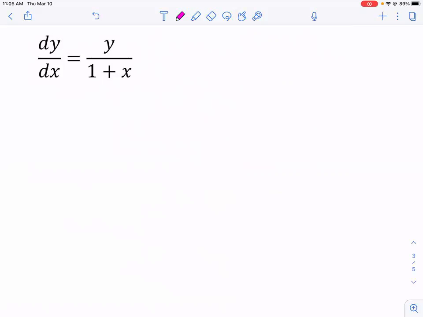Okay, will it work for us to cross multiply on this one? Ooh, no. Because the 1 plus x in the denominator needs to stay over here. So I can multiply the dx over, but then how do I get the y over? Divide it. Okay, so we're going to have 1 over y dy equals 1 over 1 plus x dx. Are you okay with how I wrote that?